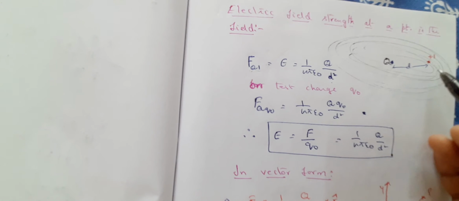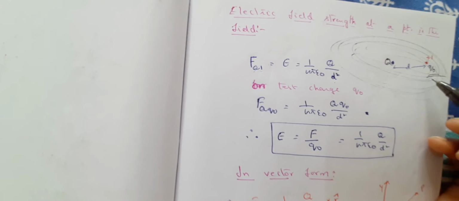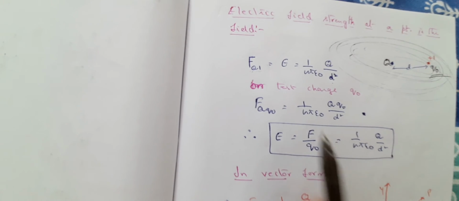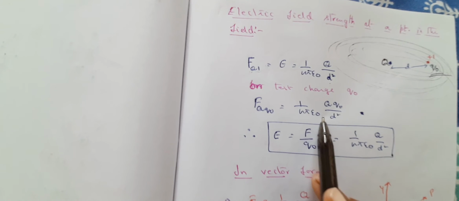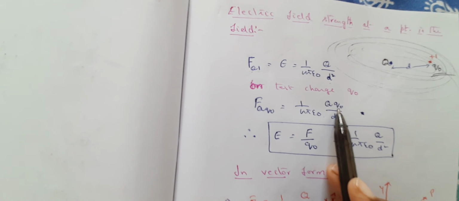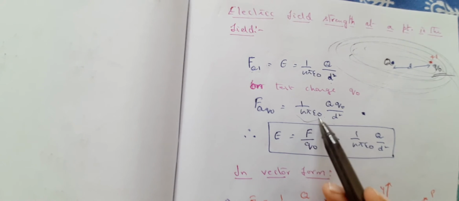Let's suppose you imagine that there is a test charge here. That means you are going to test what will be the force on this charge. Then what is the force? Force is 1 by 4 pi epsilon naught Q1 Q2 by D square, where Q1 is capital Q and Q2 is Q naught.